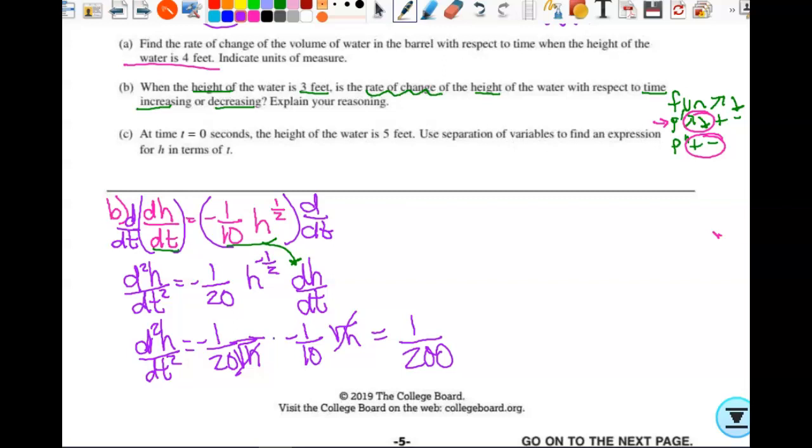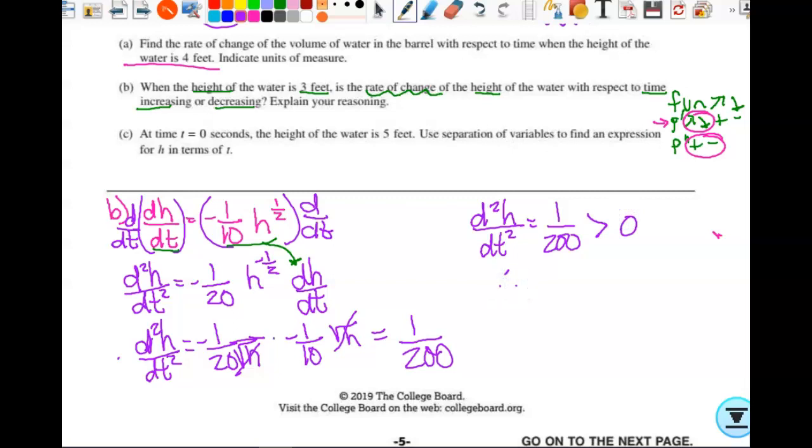Now we want to know when the height of the water is 3 feet, is the rate of change of the height of the water with respect to time increasing or decreasing? And explain your reasoning. What is it? Increasing. Why? Because it's positive. Because the second derivative is positive for all of them, right? So we can say, d2h dt squared equals 1 over 200 is greater than 0.